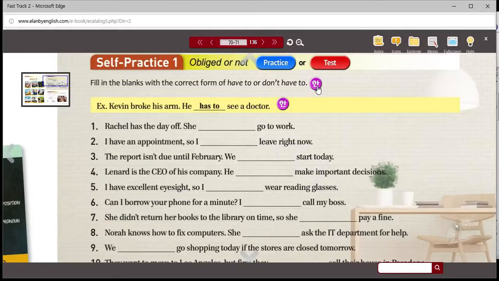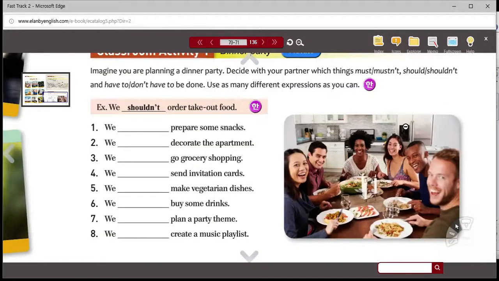All right, let's go down to the bottom of page 71. We'll go to the second self-practice. All right, this activity is a bit different. I don't think there is a set answer for any of these statements, but this is something to think about with a partner or on your own.